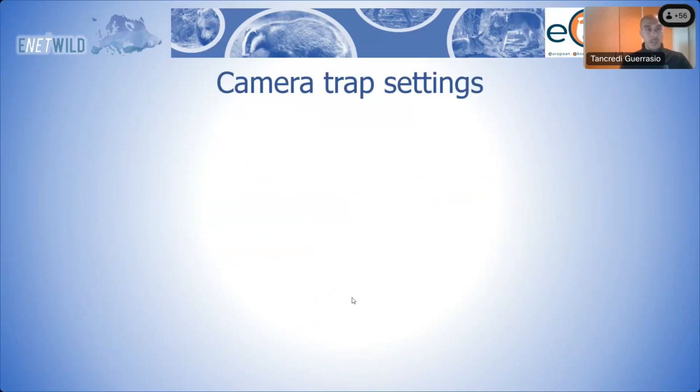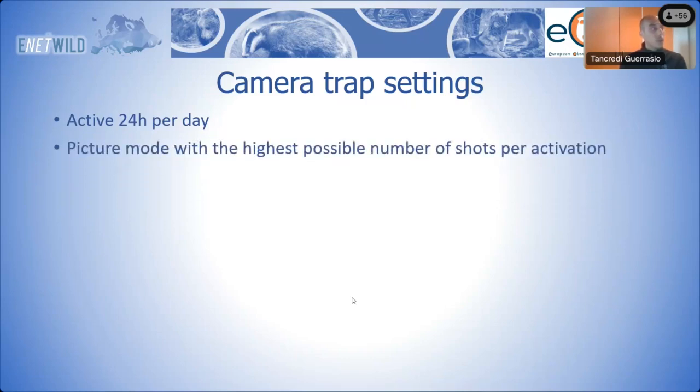And to conclude, the camera settings. This is also extremely important, because some of these settings are crucial for the proper implementation of the protocol and for succeeding in obtaining results. First of all, we want the camera to be active for 24 hours. They're going to be active continuously from the moment you set them up to the moment you take them off. Then we want to use the picture mode with the highest possible number of pictures per activation. So we want sequences of pictures. This usually means 8 shots, but depending on the camera model you're using, you still want to set it to the maximum. It might be 6, 10, or whatever, but we want the maximum number of shots per activation.